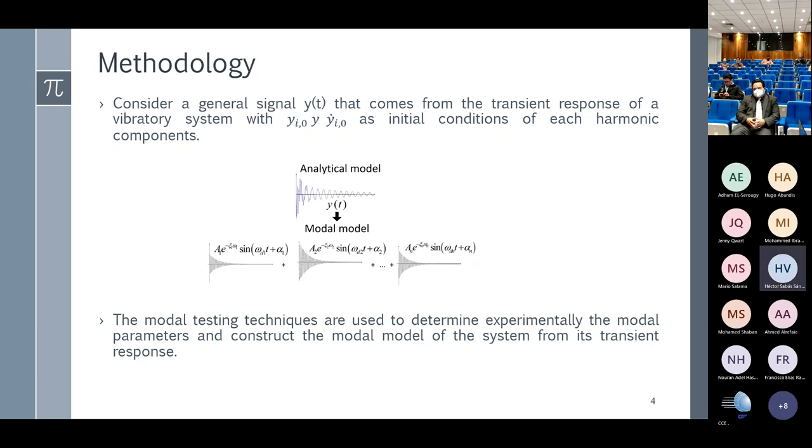The signal g(t) is considered to be quantifiable or measurable in a time interval between T0 and T1. The modal testing techniques are used to determine experimentally the modal parameters, such as the modal amplitude, natural frequency, and the modal damping ratio, to construct the modal model of the system from its transient response.